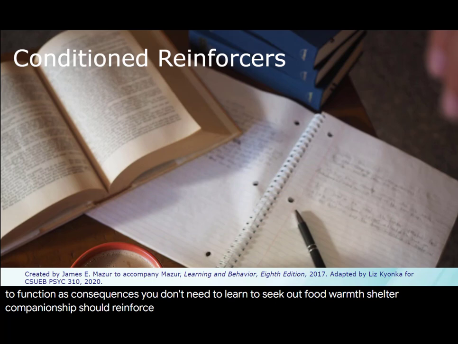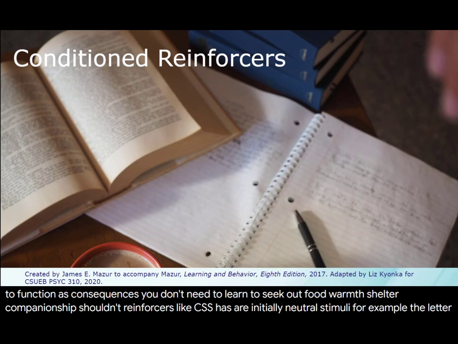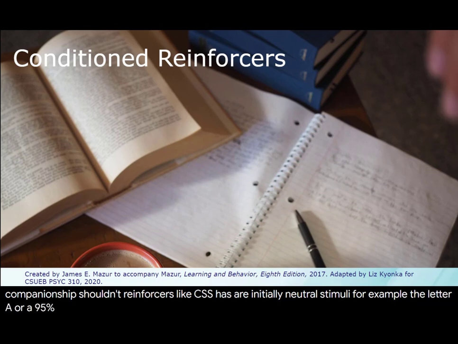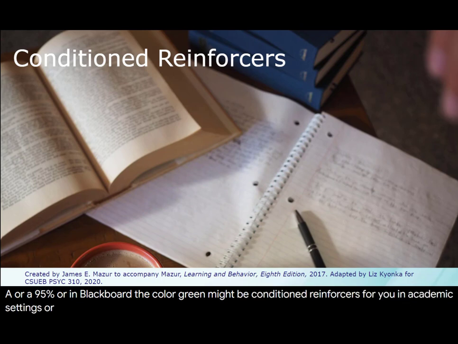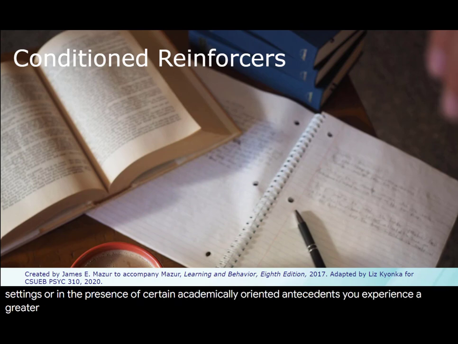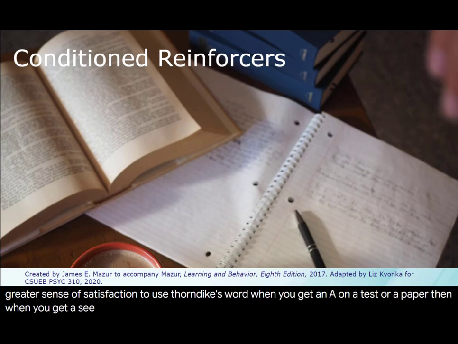Conditioned reinforcers, like CSs, are initially neutral stimuli. For example, the letter A or a 95% or, in Blackboard, the color green might be conditioned reinforcers for you in academic settings or in the presence of certain academically oriented antecedents. You experience a greater sense of satisfaction, to use Thorndike's word, when you get an A on a test or a paper than when you get a C.